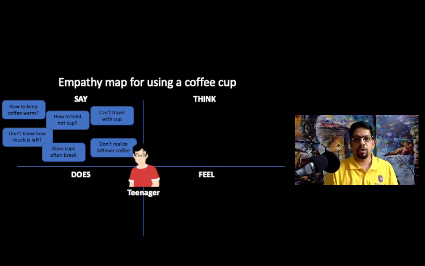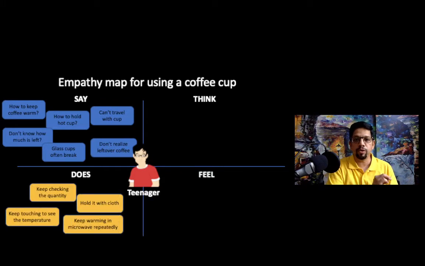They don't know how much coffee is left inside. So every time you have to peep inside the cup and find out how much coffee has been left. Then the glass cups often break. So that's another problem that they face, and they don't realize what the leftover coffee is. So invariably they get up to throw it, and then they realize, oh, there is still coffee left behind. So this is all what we have got from the teenagers.